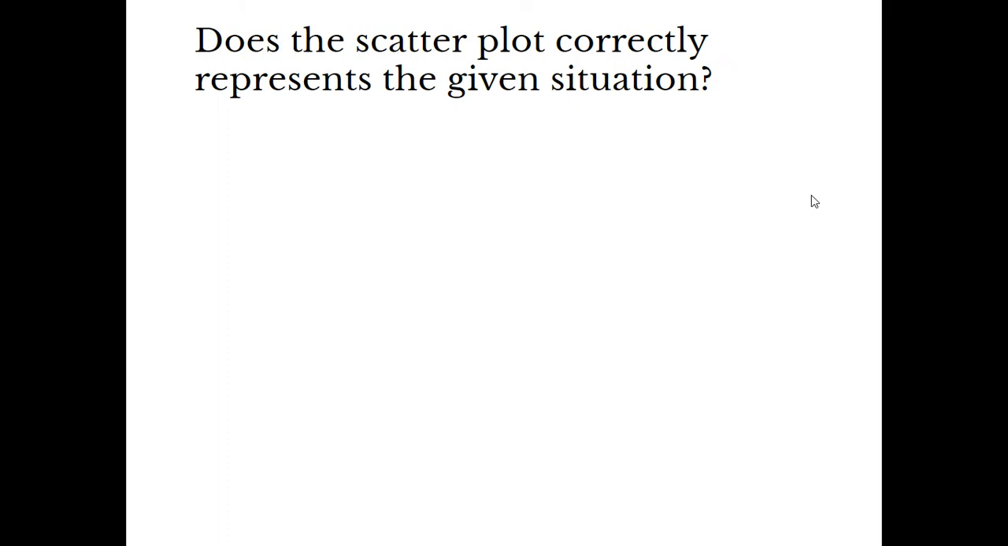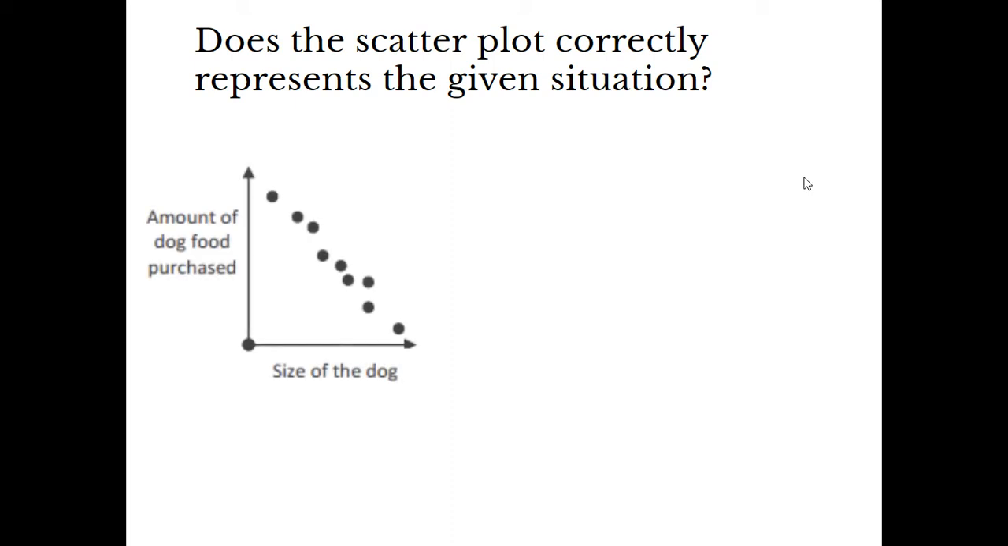All right, now I'm going to give you some scatter plots, and I want you to see if you can tell me if the scatter plot correctly represents the given situation. For this one, this is showing the size of the dog and the amount of dog food purchased. This is showing a negative correlation. Is this correctly representing the situation? Yes or no? So look across the x-axis. As the size of the dog increases, this is showing that the amount of food you must buy should decrease. Is that the case? No, the bigger the dog, the more dog food you're going to have to buy. This should be a positive correlation, and it's not showing that.